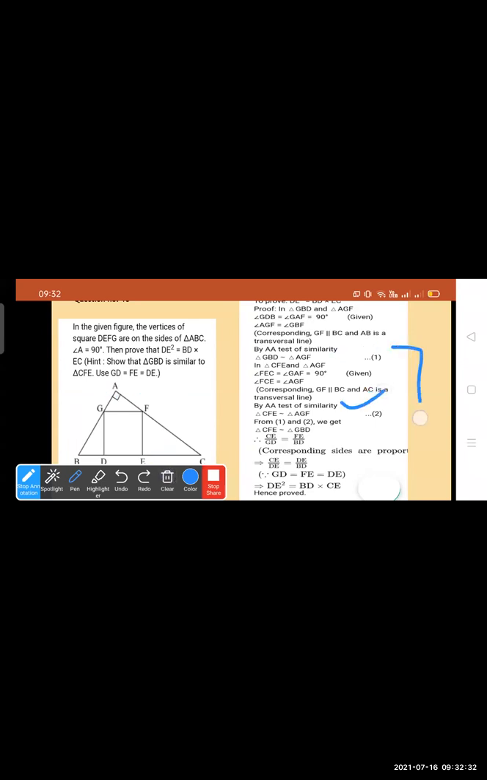Now from equation 1 and 2, GBD is similar to AGF and CFE is similar to AGF, means this is similar to this and this is similar to this. So directly we write these two triangles are similar. So here we write CFE is similar to GBD. Now, if these two triangles are similar, then we take their corresponding sides. So here we write CE by GD is equal to FE by BD.